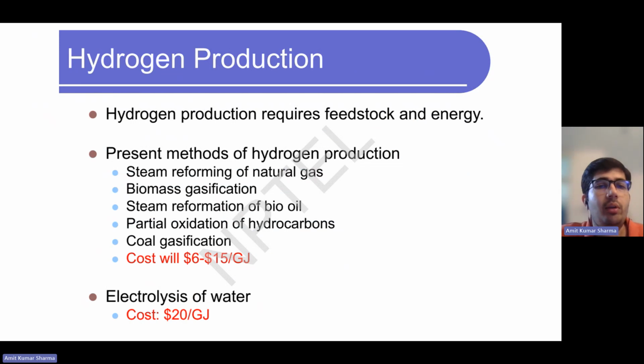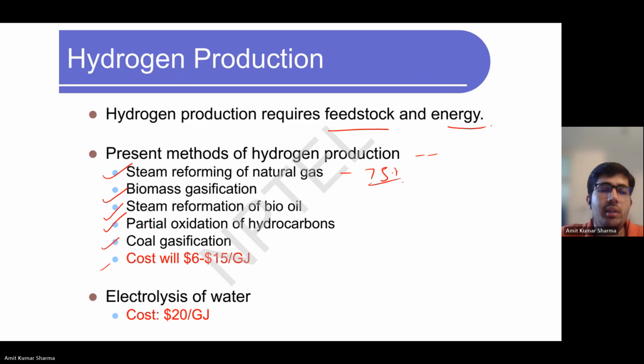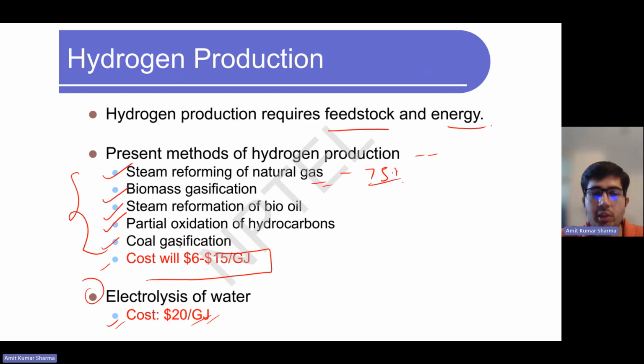Now hydrogen production requires feedstock and energy. So we require a feedstock and need to supply the energy. Among present methods of hydrogen production, currently about 75% of production uses steam reforming, or we have biogas gasification, steam reformation of bio oil, partial oxidation of hydrocarbons, and coal gasification. The cost is around $6 to $15 per gigajoule. Electrolysis of water costs around $20 per gigajoule, so it is very high cost. These are the methods, and the most popular is the steam reforming method.